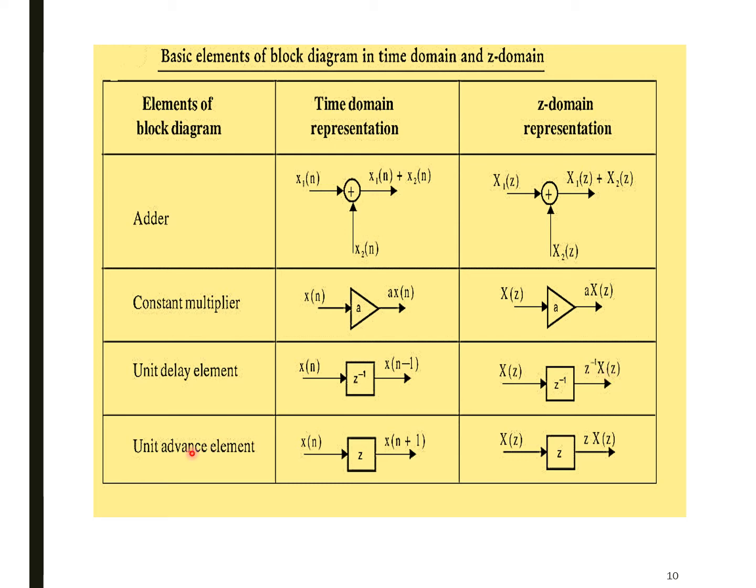Okay. So unit advance element. Here advance in the sense to the power of positive value. Okay. So x of n goes inside advanced element z. Z means z to the power of 1. So in that case, how the shifting will be x of n plus 1. So similarly, in the z domain, it is getting reflected as x of z getting inside z comes out as z into x of z. So these are the basic things that we require in order to form a structure in IIR systems.